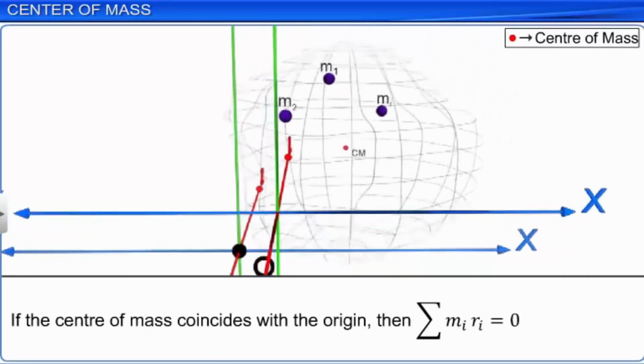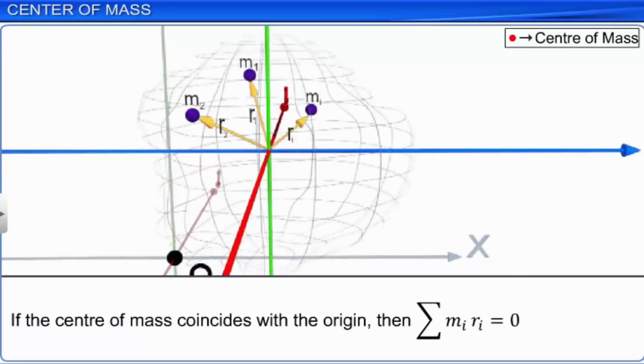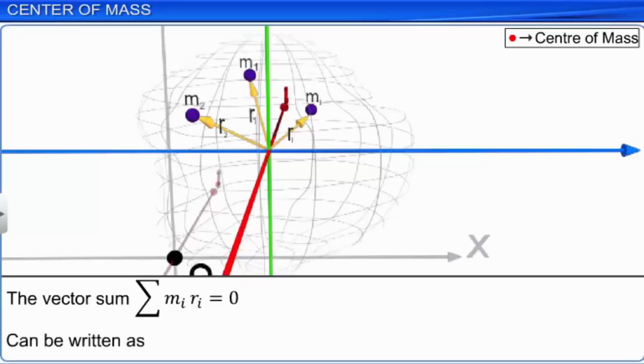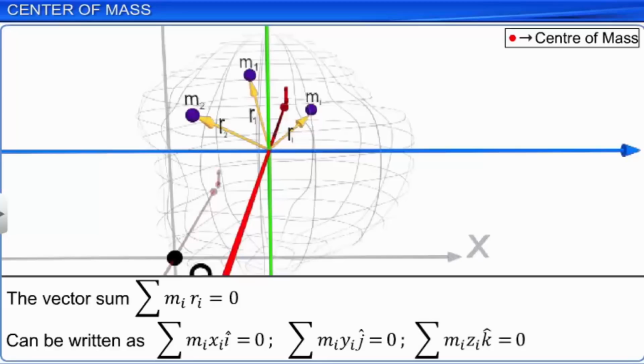If we take the center of mass as the origin of our frame of reference, then sigma mi Ri is equal to 0. Here, the sum is a vector addition. This equation can be split into three equations. Sigma mi xi i is equal to 0. Sigma mi yi j is equal to 0. And sigma mi zi k is equal to 0.